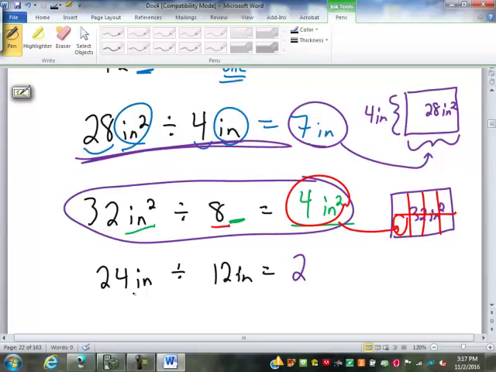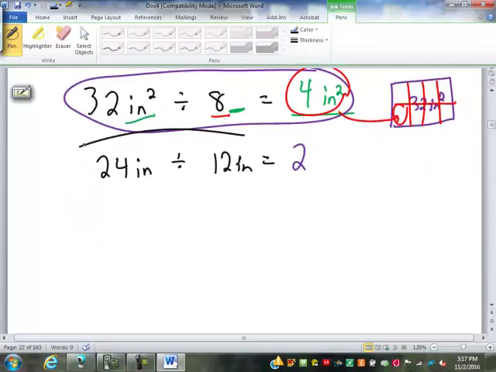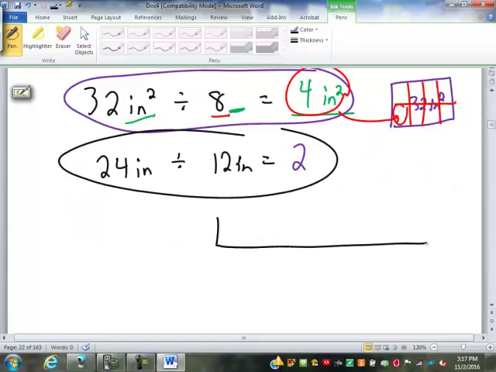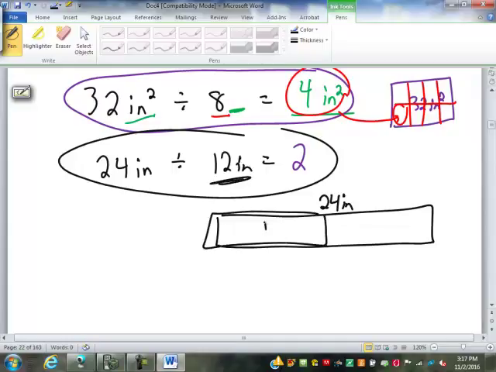This one is saying if I have something that is 24 inches long, and I need to cut it into pieces that are 12 inches long, how many of those pieces am I going to get out of it? I'm going to get out of it 2 pieces.